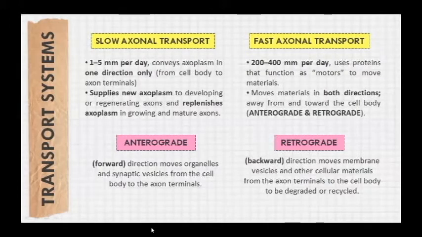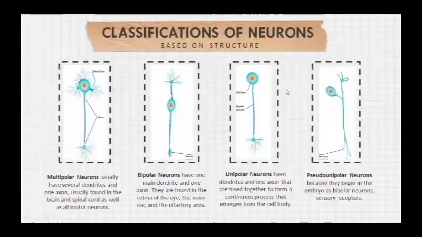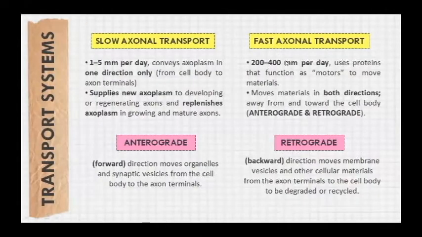While the fast axonal transport has about 200 to 400 millimeters per day. Because they use proteins that function as motors to move materials, they tend to move faster. And they move materials in both directions, away or towards the cell body. So they are further classified into two: anterograde or retrograde. The anterograde moves in the forward direction, in which it moves organelles and synaptic vesicles from the cell body to the axon terminals.